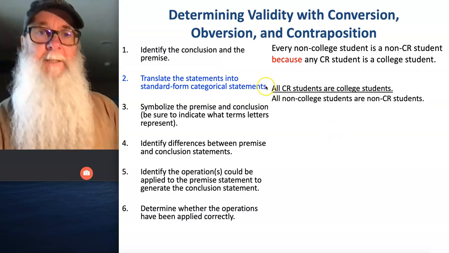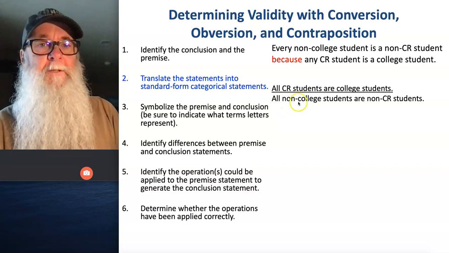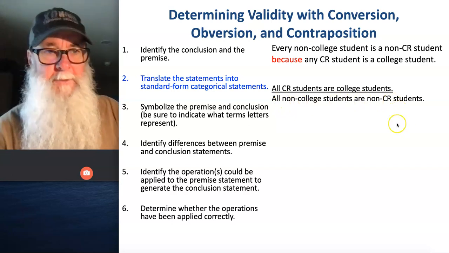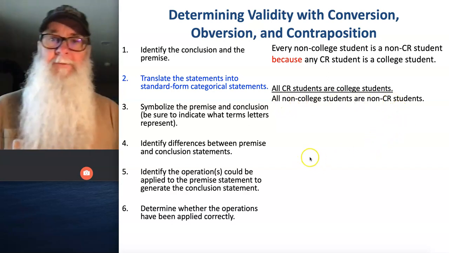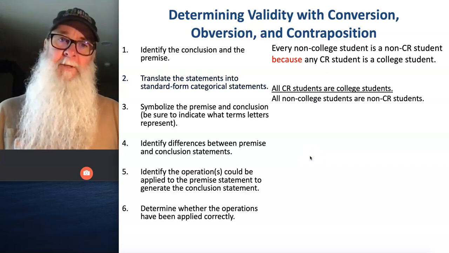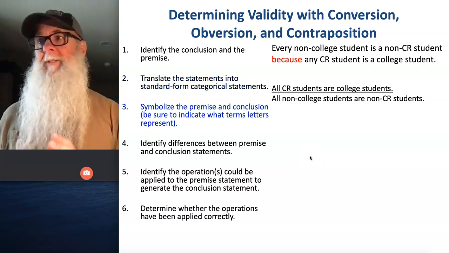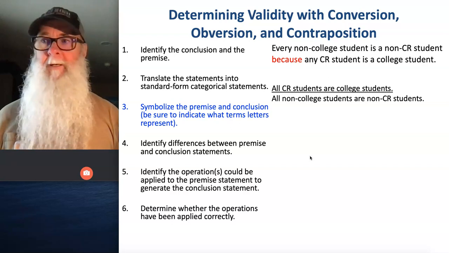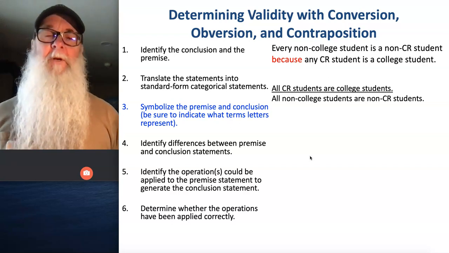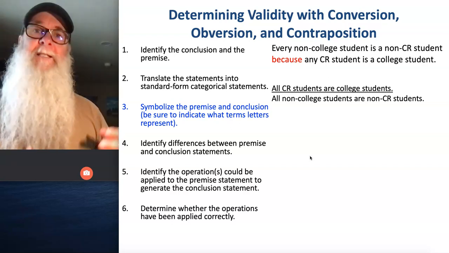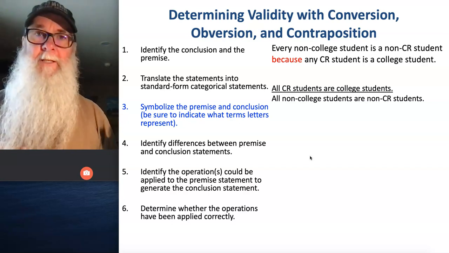So we're going to translate this as all CR students are college students, all non-college students are non-CR students. All right. So now what we have to do, and this is a super important step, and I know that this requires a little bit more labor on your part, but just trust me, it is so worthwhile to take the time to symbolize your arguments using individual letters.